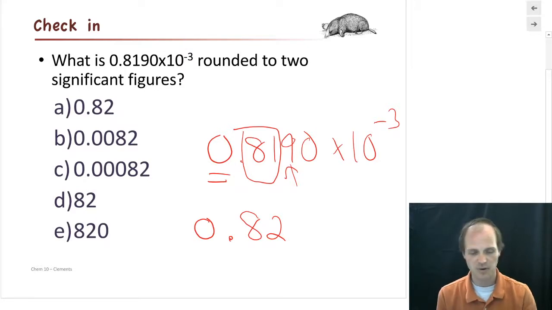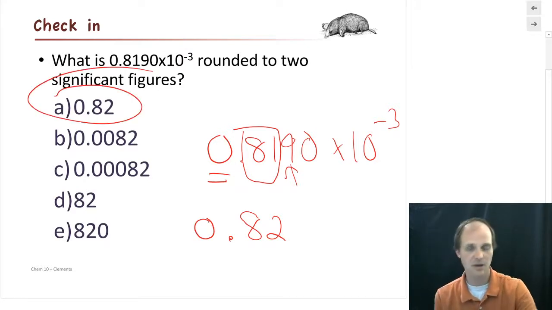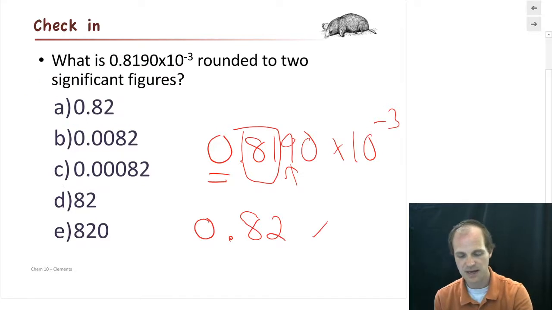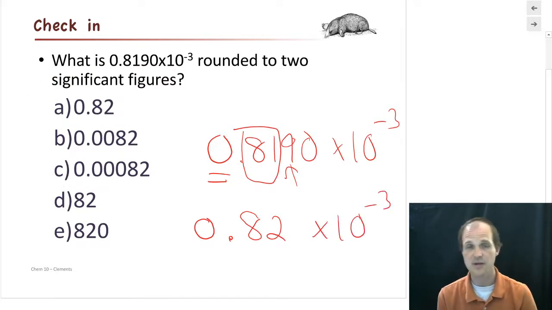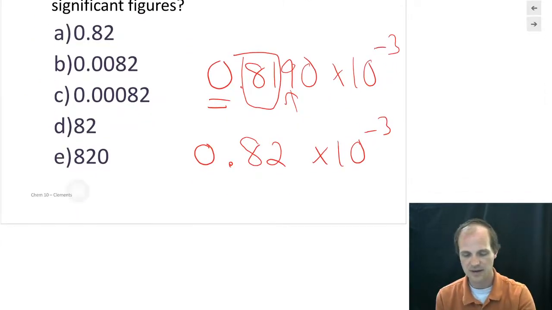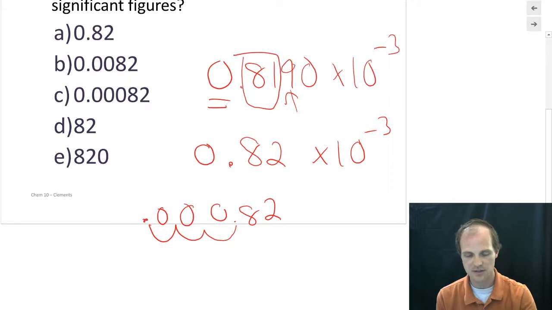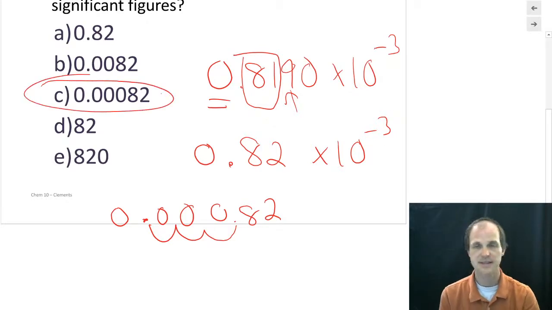So you might be tempted at this point to say, hey, 0.82, and you'd be wrong because we still have this times 10 to the minus 3 over here. What does the 10 to the minus 3 tell us to do? It tells us to move the decimal over 1, 2, 3, and fill in a couple of zeros. There's my decimal point, and I get 0.00082, which is C.